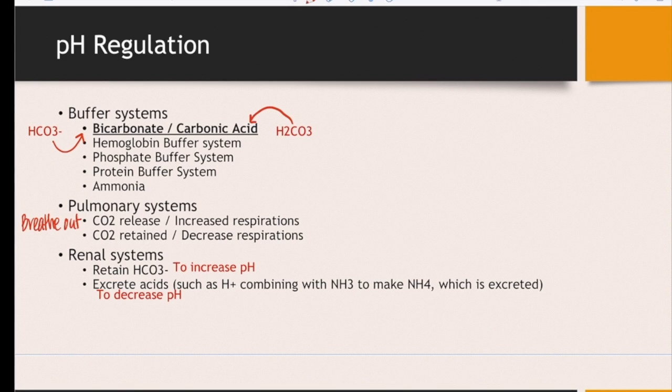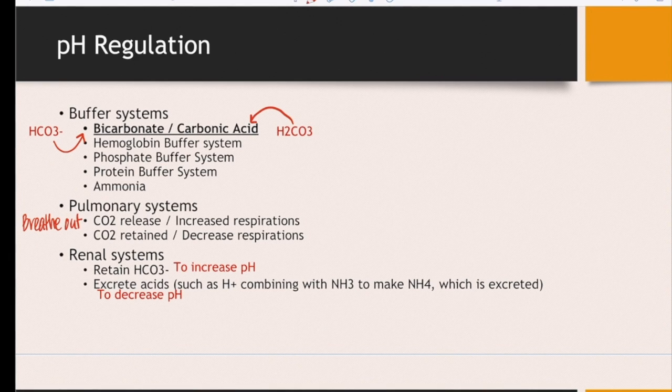If you were in more basic or alkalotic conditions, then in order to retain CO2 or make things more acidic, your respirations would decrease. So you would take more slow, deep breaths. The renal system has ways of retaining HCO3, and that's going to increase our pH. Or, like I said before, excrete acids in the form of NH4 in order to decrease the pH.